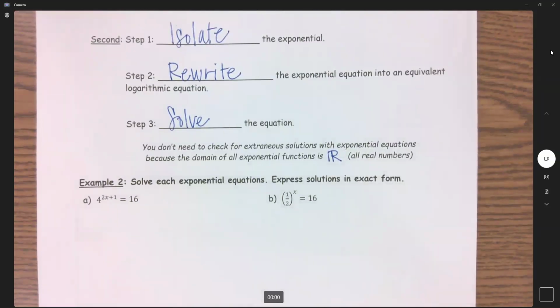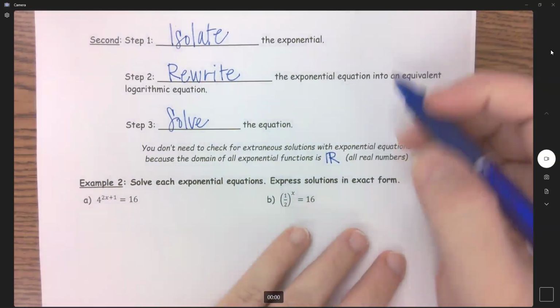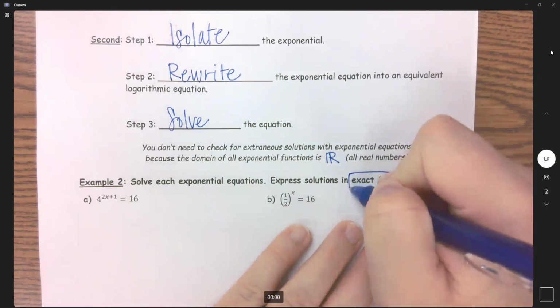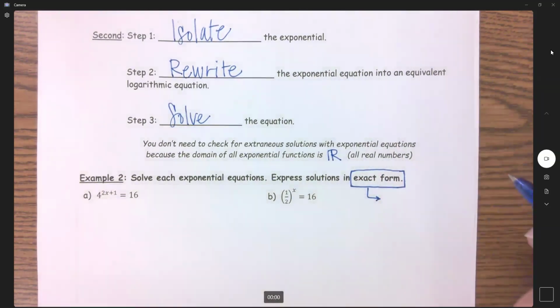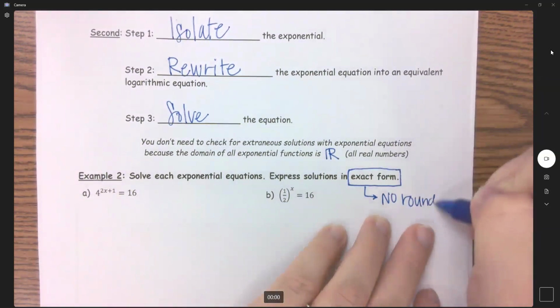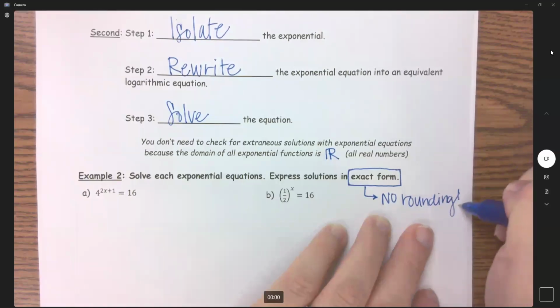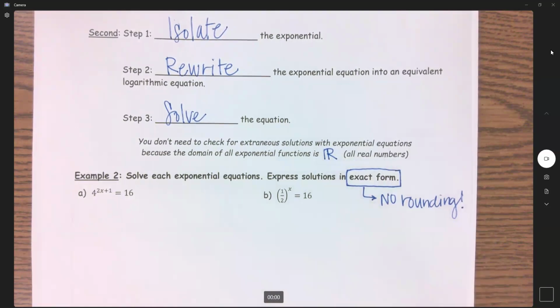So for example 2, part A says solve the exponential equation, express your solution in exact form. Exact form, we said in the last video, meant no decimals. That's not really accurate. Exact form means no rounding. Now, a lot of times that comes with decimals. But if my decimal is 0.7 and it ends right there, then that's still exact form. It's when it's 0.7 repeating and I have to cut off some of those digits that I am no longer in exact form.